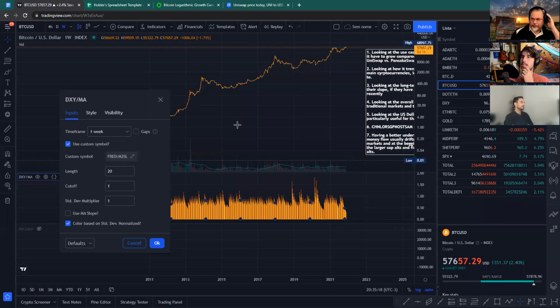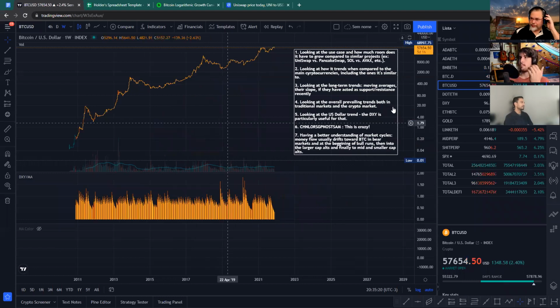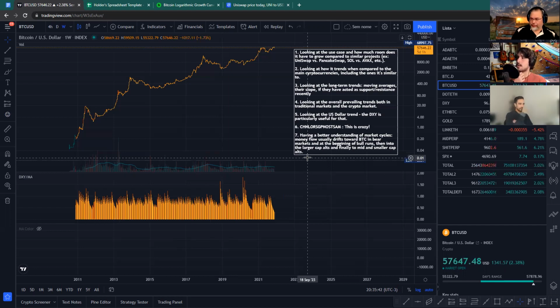Now, the last thing that I think is important to understand is, as I said, the market cycles, how the money flows from one type of asset to the other type of asset to the other type of asset. Again, money usually drifts towards Bitcoin in the bear markets, right? So people start selling their altcoins and buying Bitcoin because they think it's safer. And usually we see that the altcoins drop way, way more than Bitcoin.